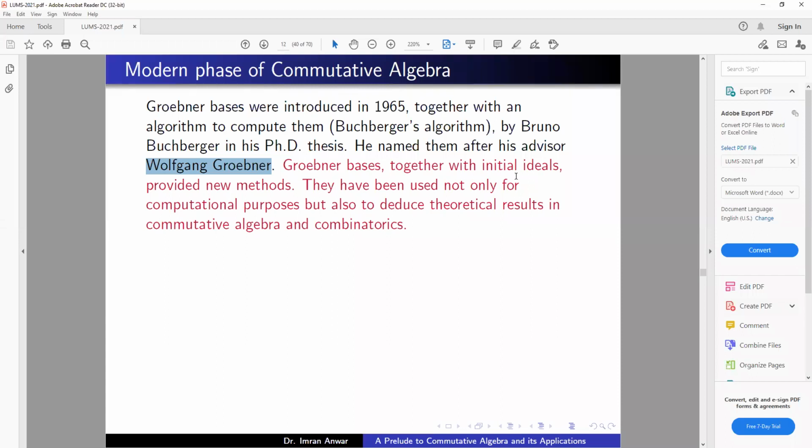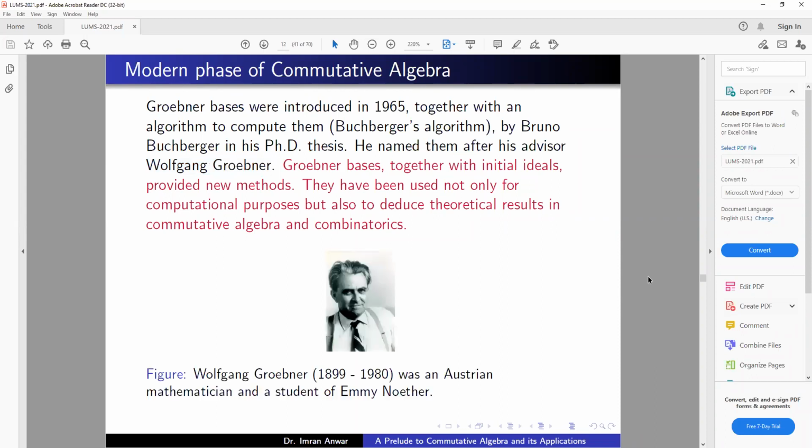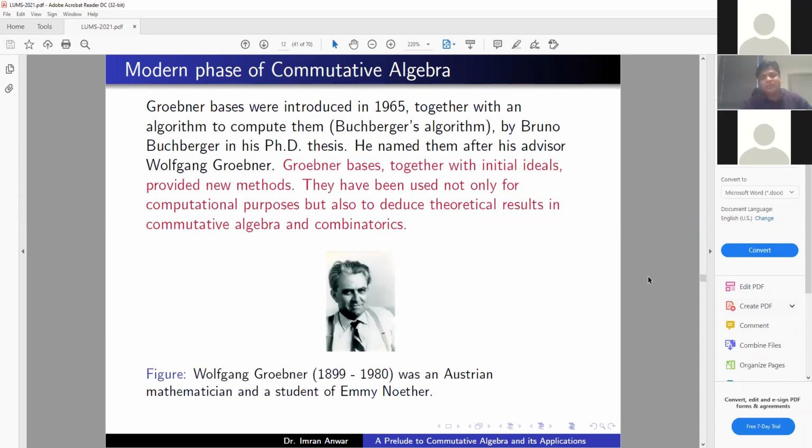computational ease one sees by using Gröbner basis theory, and they have been used not only for computational purposes but also to deduce theoretical results. So there are lots of results in commutative algebra based on this particular theory, and not only in algebra but also in combinatorics. So this is Wolfgang Gröbner. Again, Emmy Noether is in the picture, because he was an Austrian mathematician and a student of Emmy Noether. So in all the developments you can see that it turned out to be the same chain.